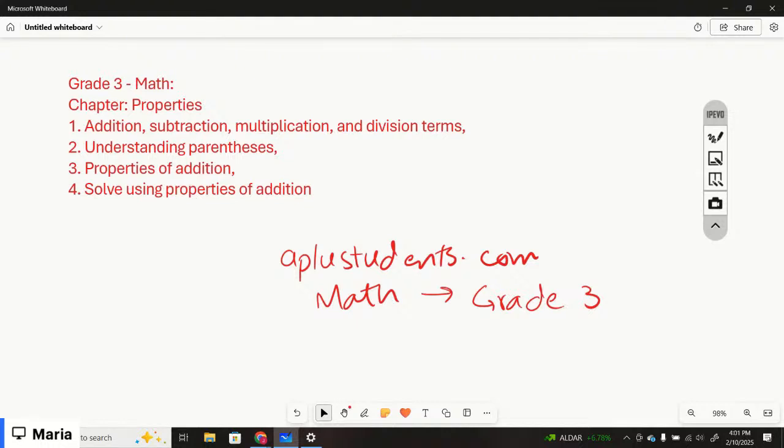We're going to start with the chapter properties. The lessons we're going to cover today are addition, subtraction, multiplication, and division terms, understanding parentheses, properties of addition, solve using properties of addition. So please make sure you have your notebook and pencil so that you can note down the important examples and definitions as well.